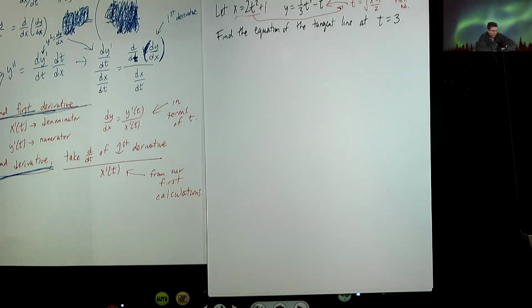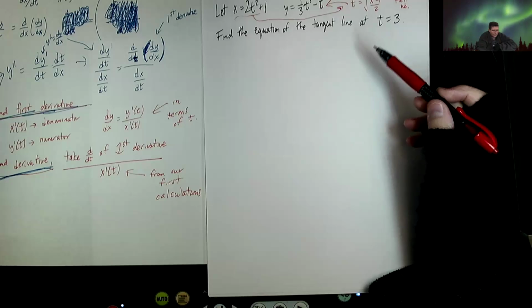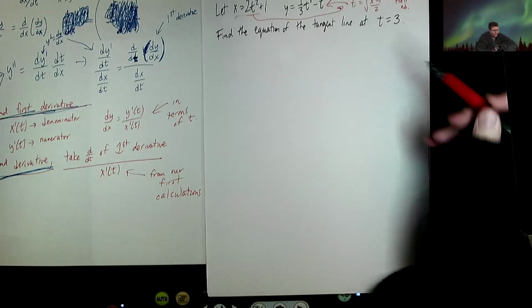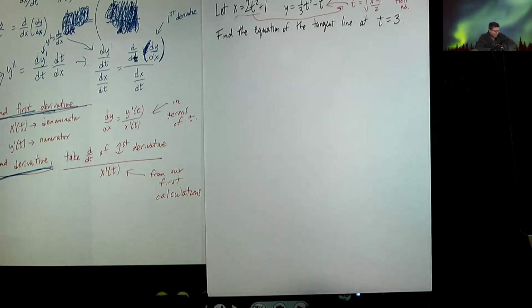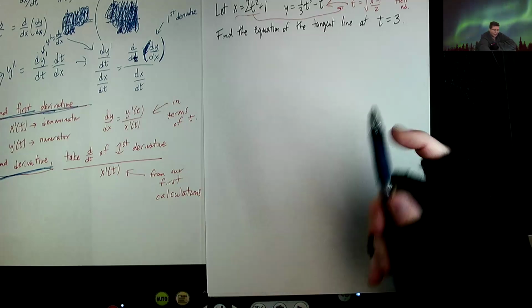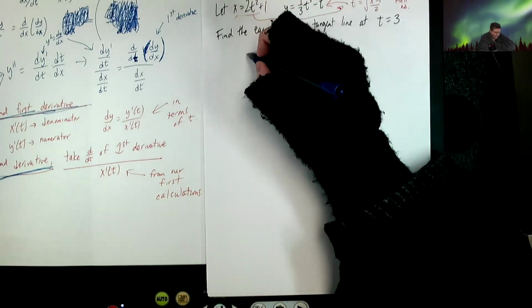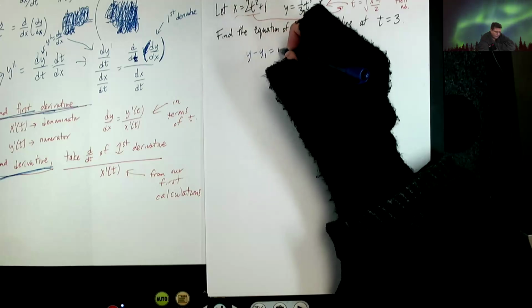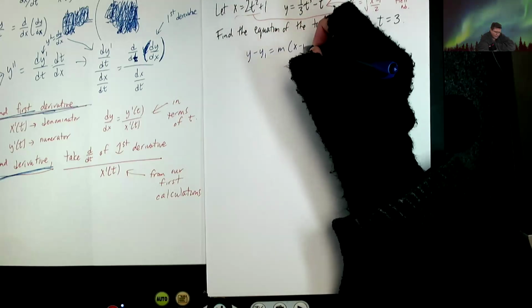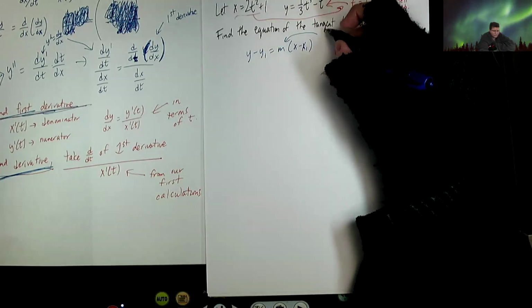If we want to see what the graph looks like, I'm not going to get anything out of plugging this in and trying to figure it out. But I could do t equals 0, 1, 2, 3 and figure some things out and graph. We don't need that though. We need dy/dx. So we want the tangent line. Tangent line is y minus y1 equals m times x minus x1. And that m is dy/dx.